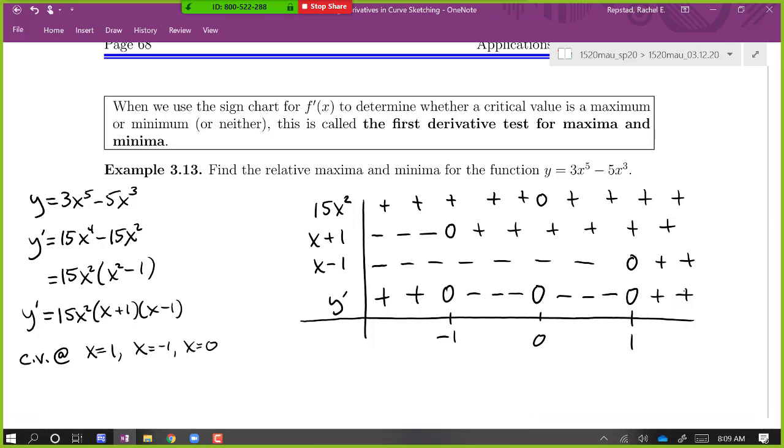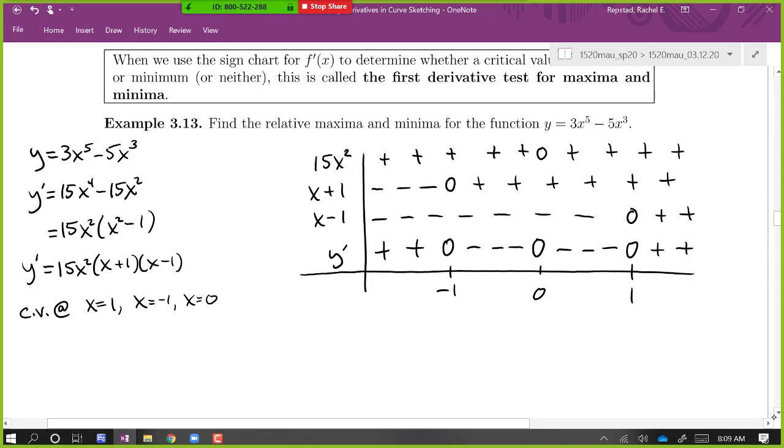They didn't ask us to find where it is increasing or decreasing, though we could. We were just looking for relative maxima and minima. So where do we have a maximum? Negative infinity to -1 is where it is increasing, but where we have a max is going to be a single point. So at -1.